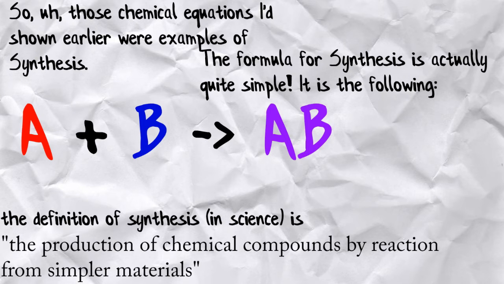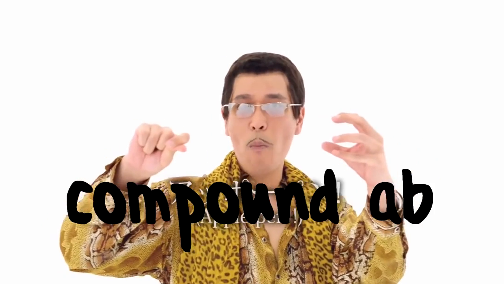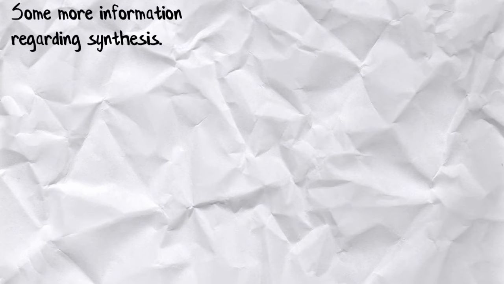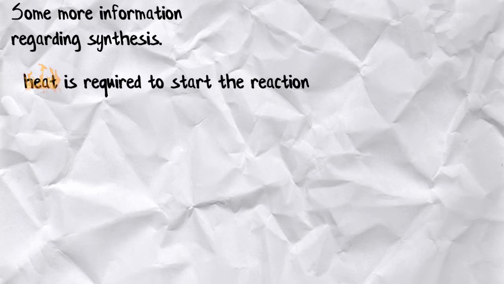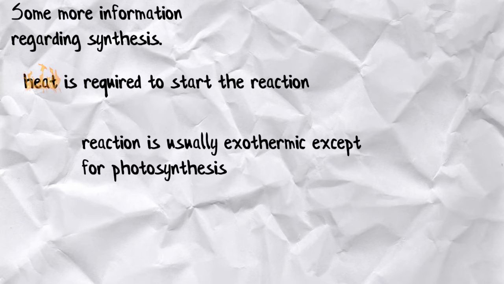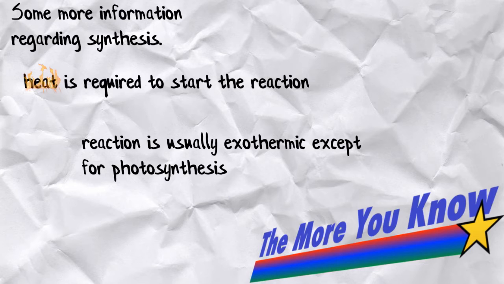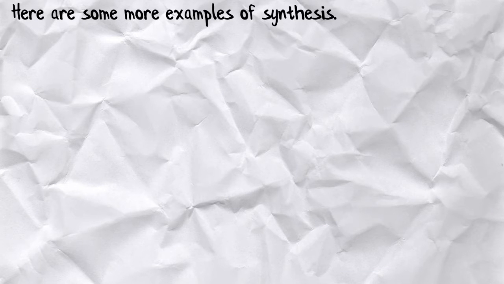Wait, let me just show you what it basically is. I have A, B, compound AB. Here's some more information regarding synthesis. Heat is required to start the reaction. The reaction is usually exothermic, except for photosynthesis. The more you know. Here are some more examples of synthesis.